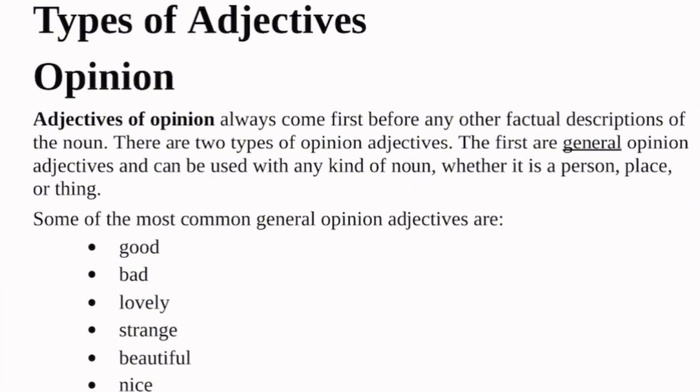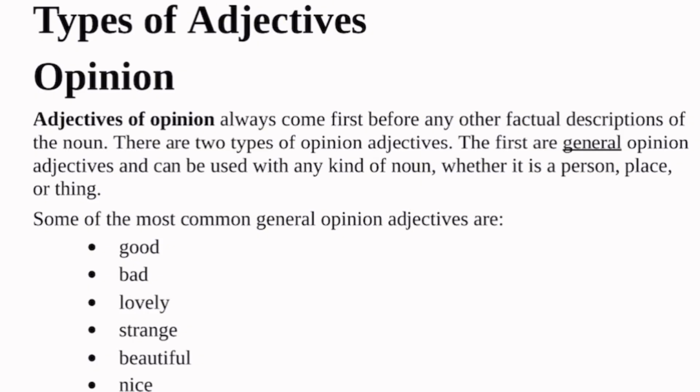So, opinion adjective is talking about what you feel about a particular noun. If you are talking about tall, tall is not an opinion. Somebody can either be tall or short. That is a factual adjective. But if you are saying good, that's opinion, because when something is good to you, it may not be good to another person. So I hope you understand the difference between factual adjectives and opinion adjectives.